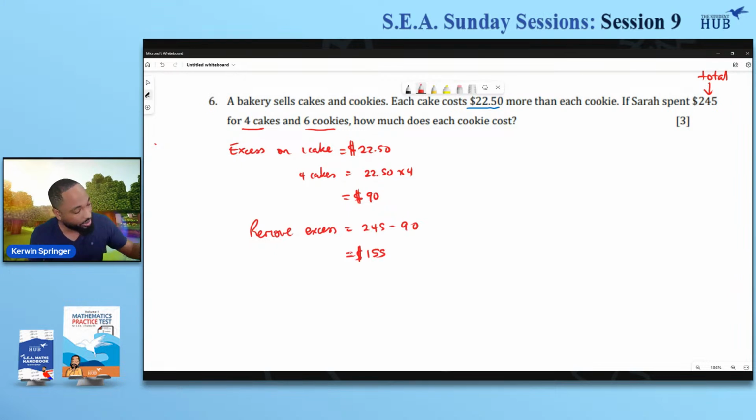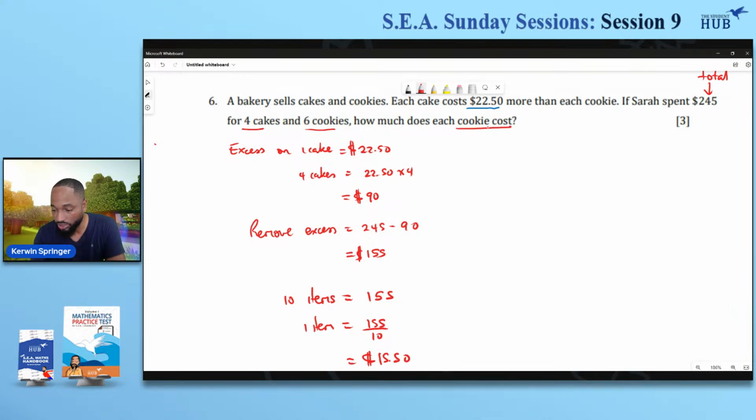So if we were in a situation where the price of the cakes and the cookies were the same, it would cost 155. How many of them do we have? 4 cakes, 6 cookies. So in all, 10 items would be equal to 155. So one item would be equal to 155 divided by 10, which is very quickly $15.50.